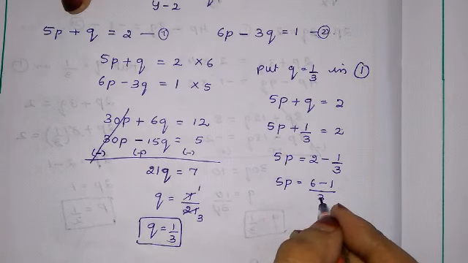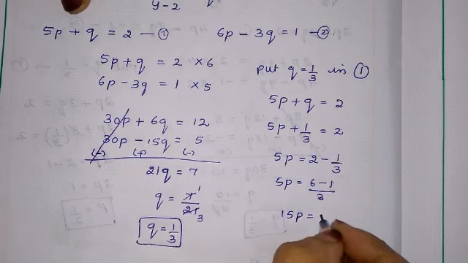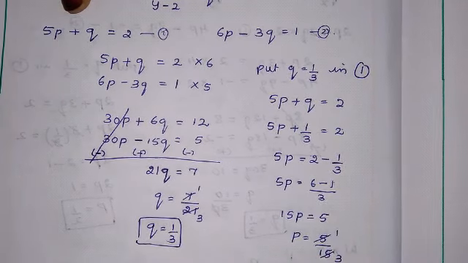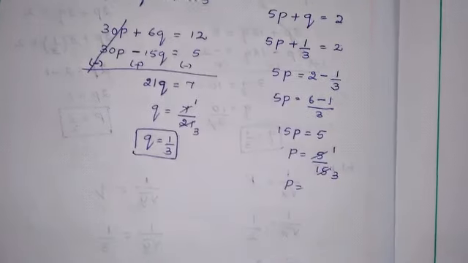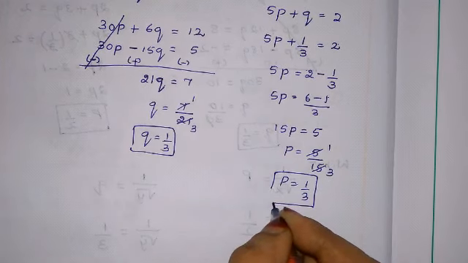Now this 3 divide is there. I'll bring it here and it will multiply. 3 5s are 15p. 6 minus 1 is 5. p is equal to 5 by 15. 5 1s are 5, 5 3s are 15. So we got p also as 1 by 3. Both q and p we got as 1 by 3.